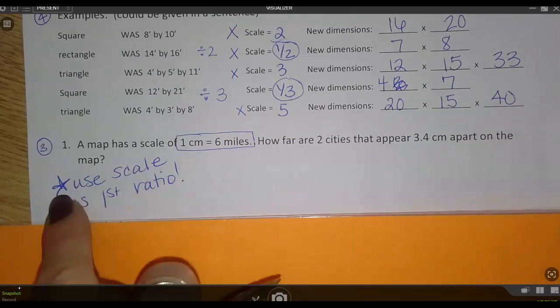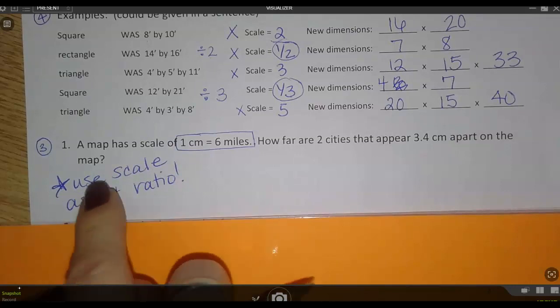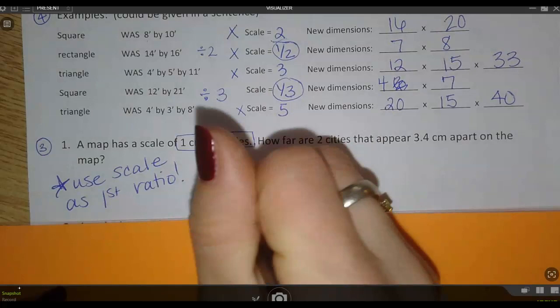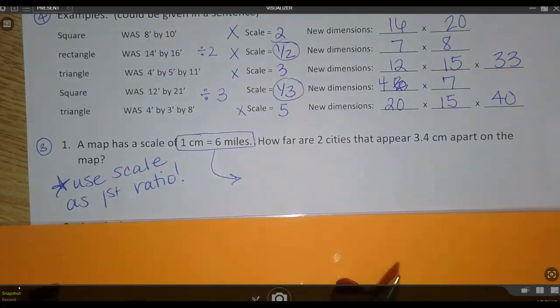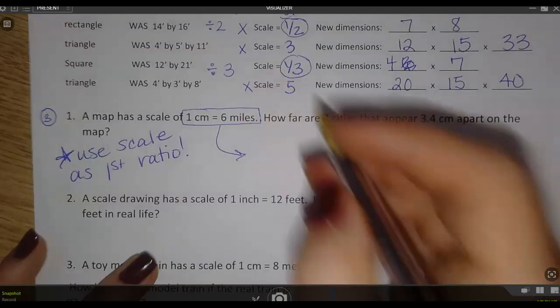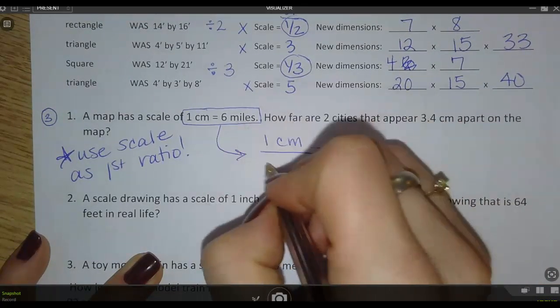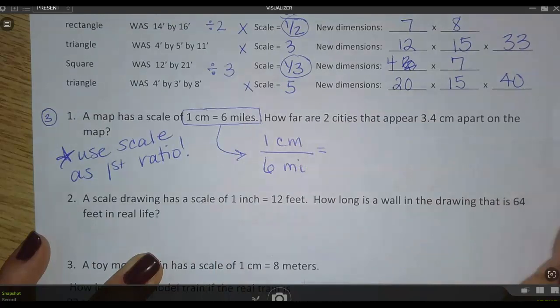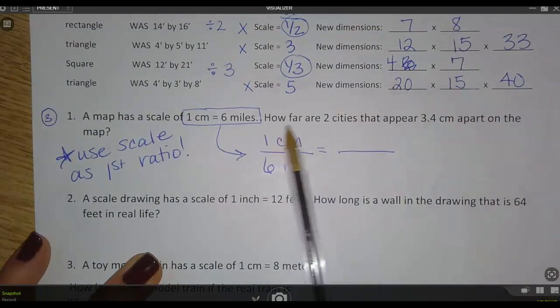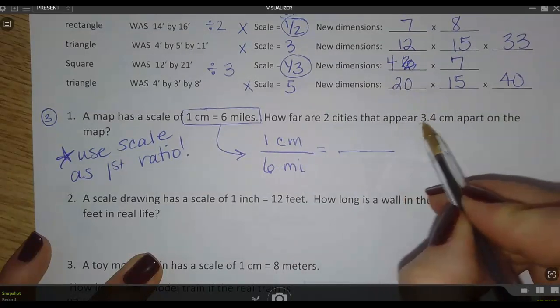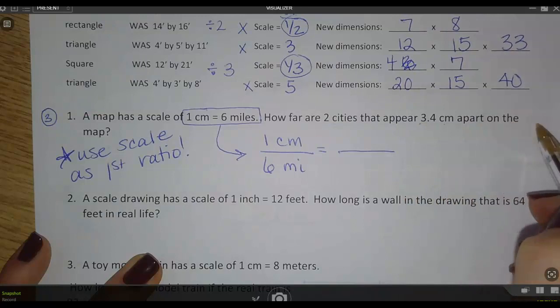Well, this is what I want you to write down as your hint for these ones. Always take that scale that they give you and use it as your first ratio in your proportion. So I would write down that 1 centimeter goes with 6 miles. That's my first ratio. And then I'm just going to keep reading and line up my next number that they give me, my third number. Okay, the two cities are 3.4 centimeters apart on the map.